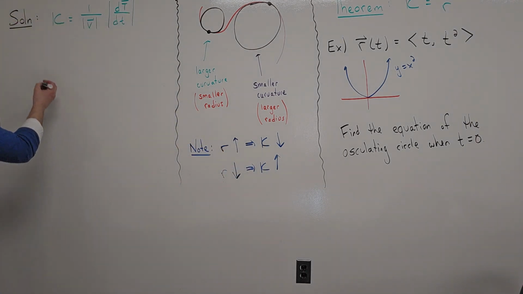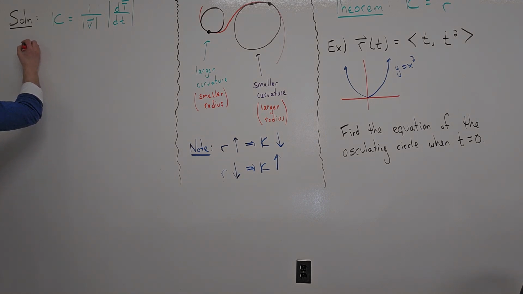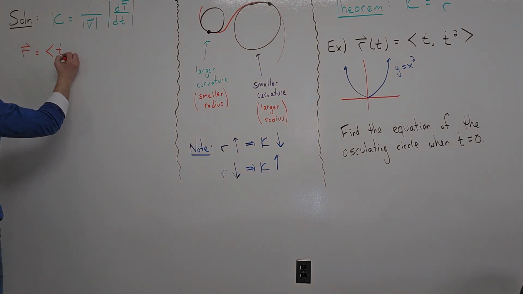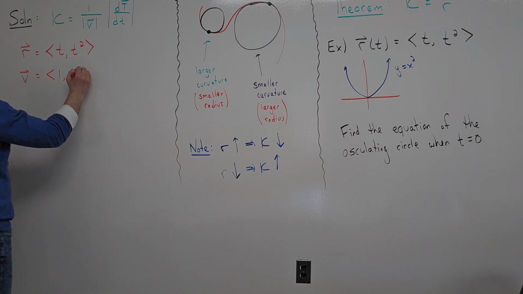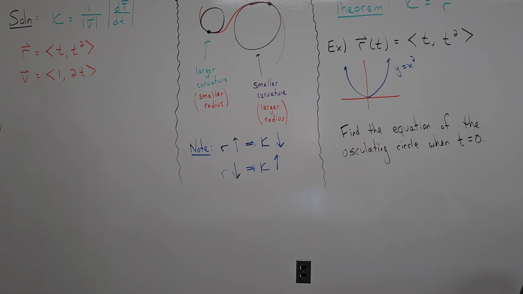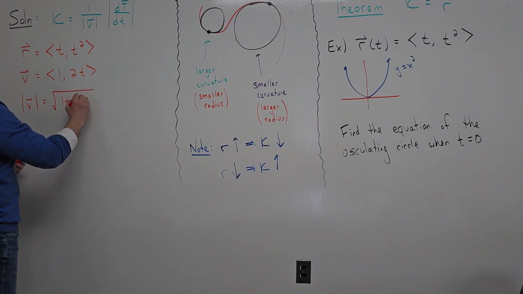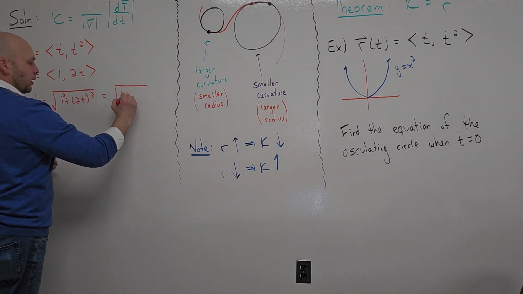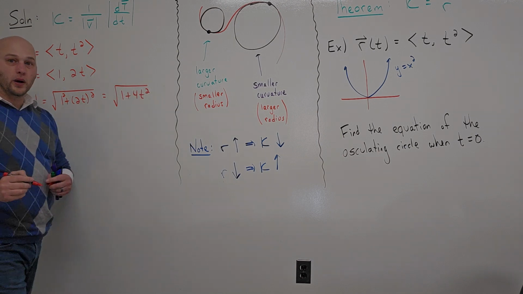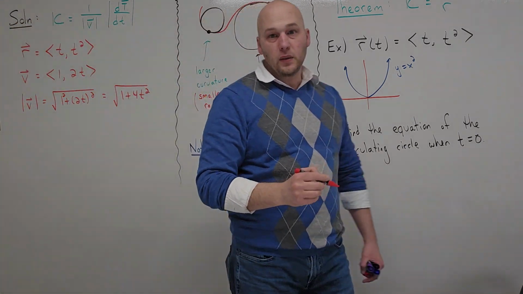All right, so once again, the vector function r is given by t, t squared. So therefore, the vector v is given by 1, 2t, right? Differentiate each component. The magnitude of v is the square root of 1 squared plus (2t) squared, which would be the square root of 1 plus 4t squared. So that would be the magnitude of v.